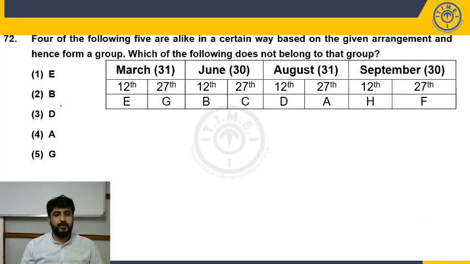Four of the following 5, odd one out question. E on 12th, B again on 12th, D 12th, A 27th, G 27th. So 3 people were born on 12th, 2 people were born on 27th. So definitely the logic will not be of that. But if you observe more, E and G, D and A, these four people were born in the month which has an odd number of days, 31 days, whereas B was born in the month which has an even number of days, 30 days. So the odd one out is B, choice 2.